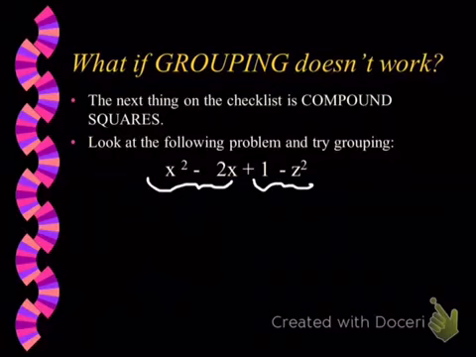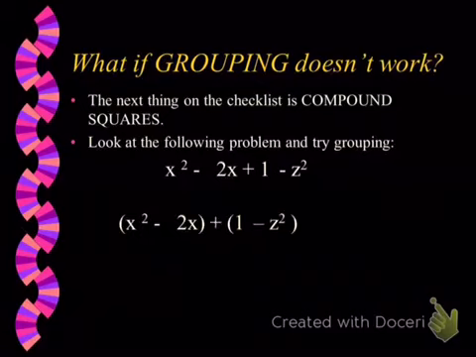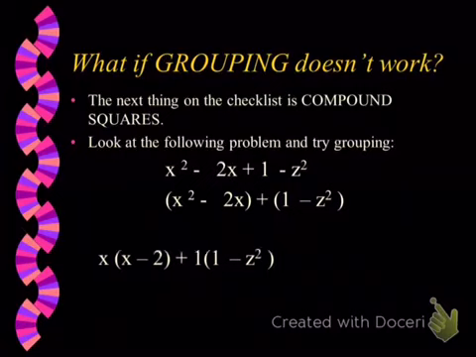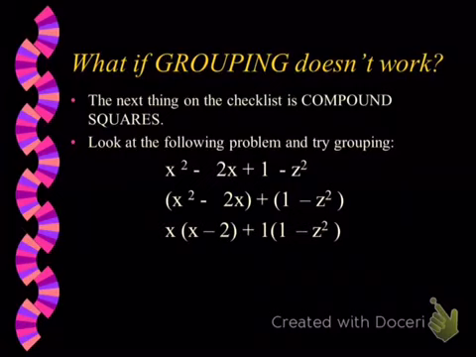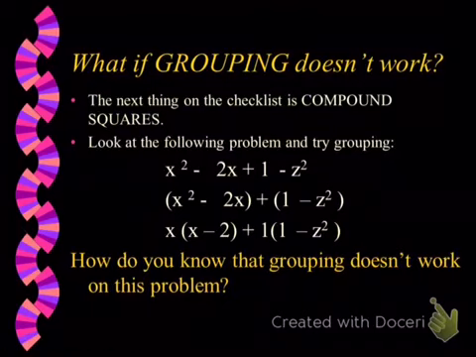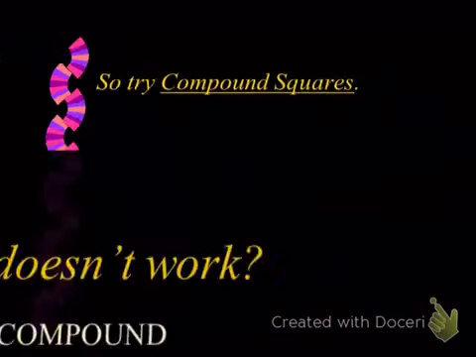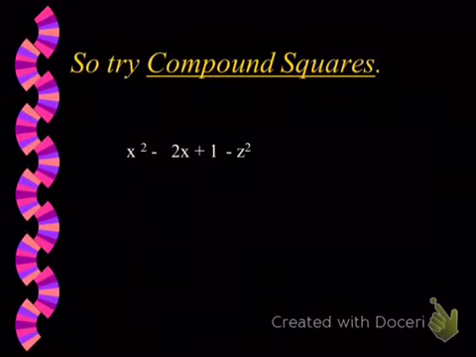We can't factor this by grouping in the traditional sense. If we put those in groups, we have a GCF, but we don't end up with a common binomial factor, so that doesn't work. If grouping doesn't work, then we're going to try compound squares. Compound squares requires you to, instead of grouping them 2 and 2, group them 3 and 1. Now, which of these terms is the oddball term?